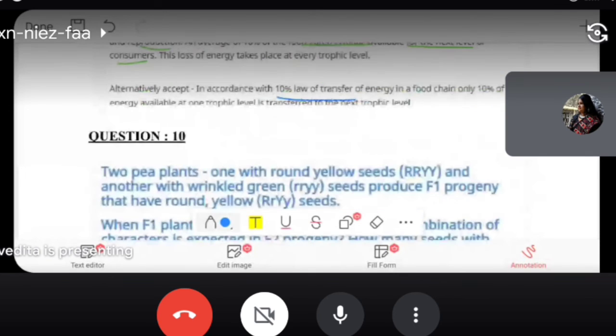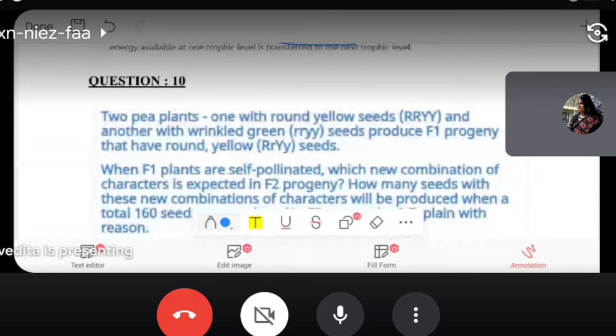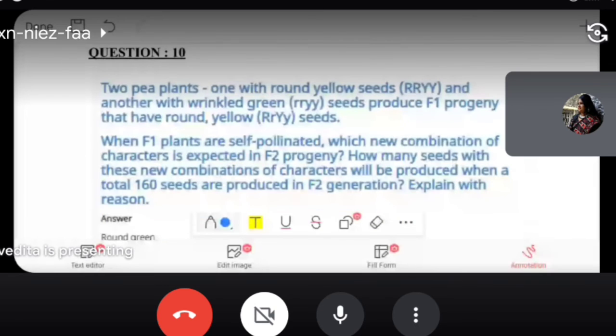Next, we will see question number 10. Questions 7, 8 and 9 are from chemistry and physics. Next, question number 10 is from chapter number 9, that is the cross. Now, I will show you this cross. Just wait for 2 minutes. I will solve these things and I will show you.